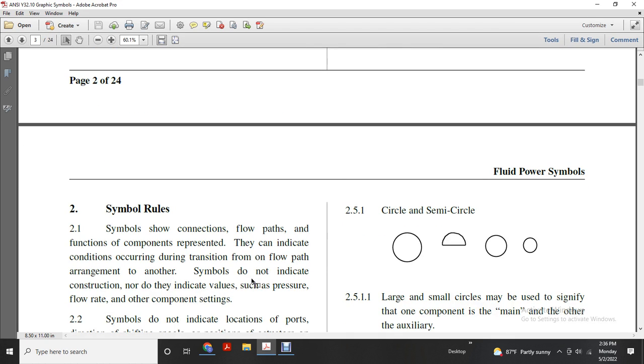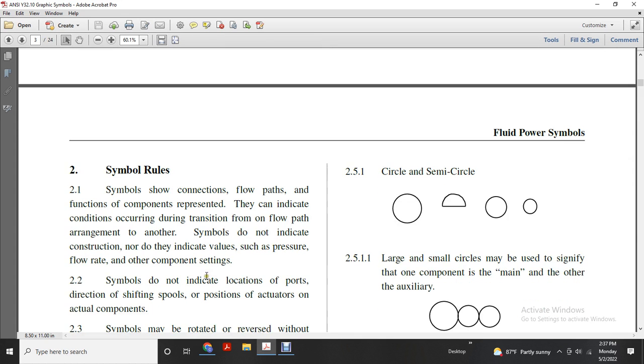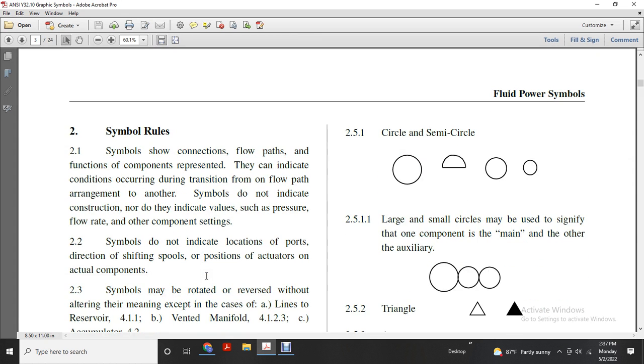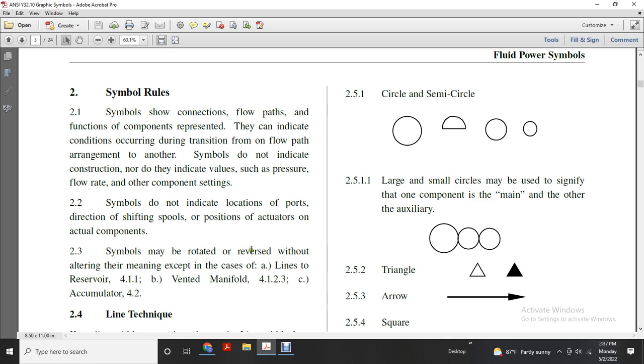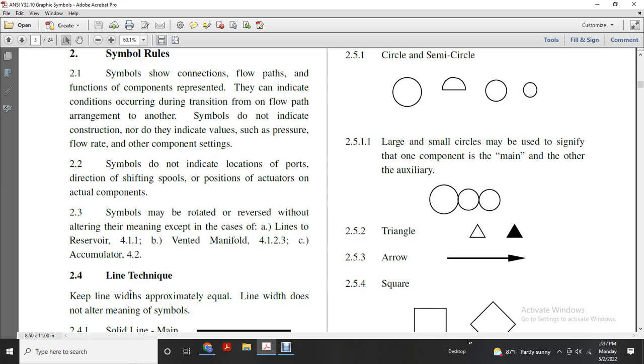Symbol rules. Symbols showing connection, flow path, function, and component representation indicate the condition occurring during the transition of flow path arrangement from one to another. Symbols do not indicate the construction, nor do they indicate values such as pressure, flow rate, or other component settings. Symbols do not indicate location of ports, direction, shifting of spools, position, or actuators on actual components. Symbols may be rotated or reversed without altering meaning, except in the case of the lines, the reservoir 4.11B, vented manifold 4.12.3C, and accumulator 4.2.